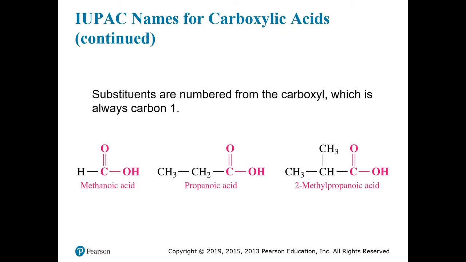Just like aldehydes, the carboxylic acid group always has to be a terminal carbon. It can't be anywhere in the middle of the chain. And so that means it's always going to be counted as carbon number 1, but we never need to include the number. So for methanoic acid or ethanoic acid, it may be obvious that there's only one possibility there. But even in propanoic acid or 2-methylpropanoic acid or longer acids, it's always going to be on the first carbon, and so we don't need to call it 1-propanoic acid. It's just propanoic acid.